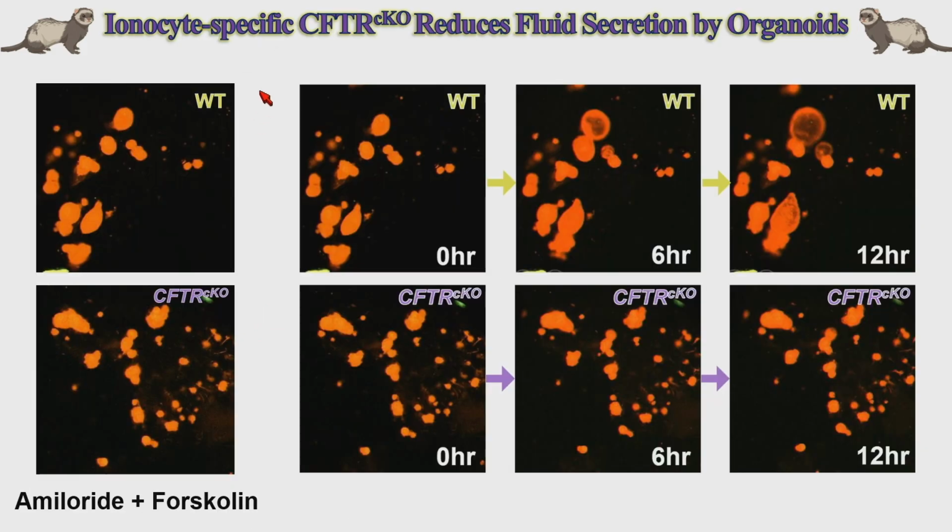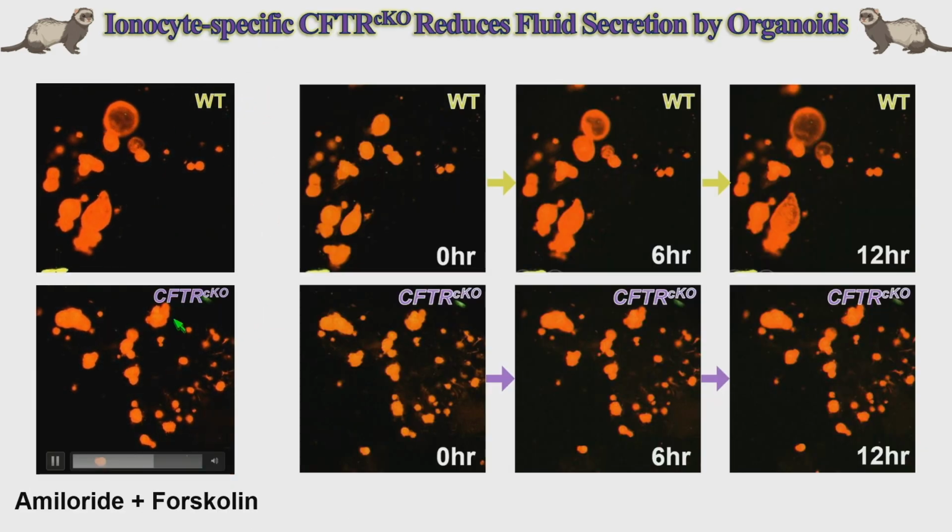Then our organoid swelling assay, as you can see, these are the wild-type cultures and cultures with CFTR deletion specifically in ionocytes. On the left side, you can see the video, and on the right side are the images of the same video at three different time points. So there's an obvious difference in wild-type cultures between 12 hours and time point 0, but there is no obvious difference in cultures with CFTR deletion.